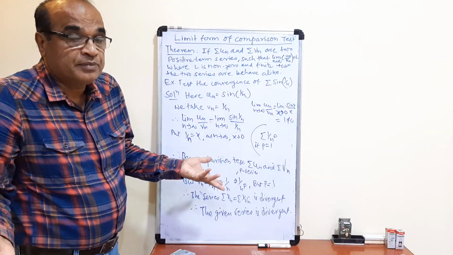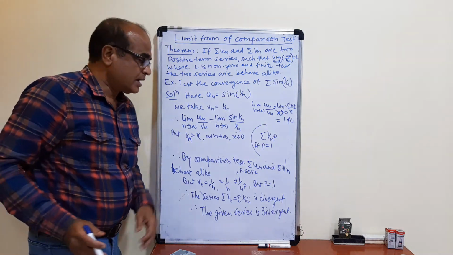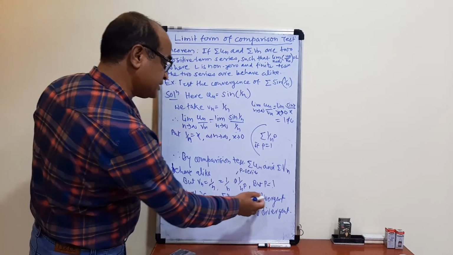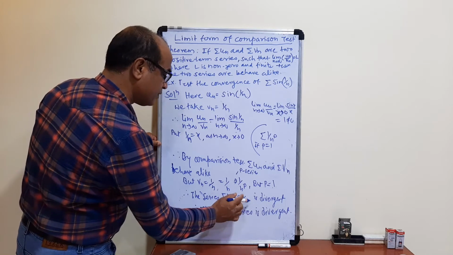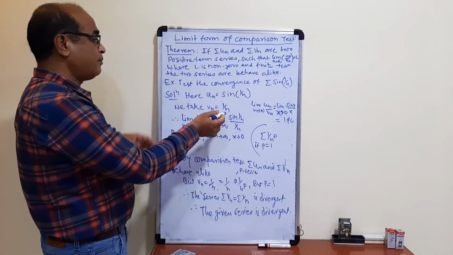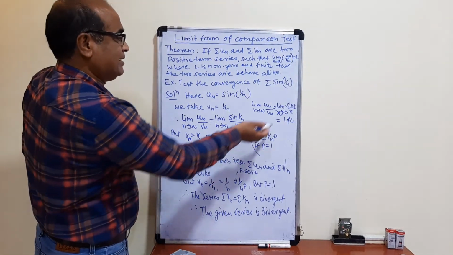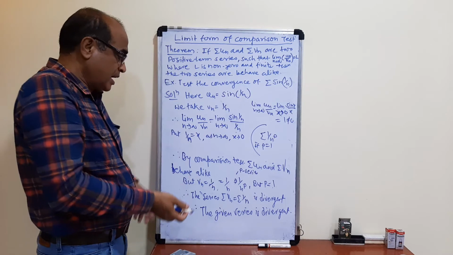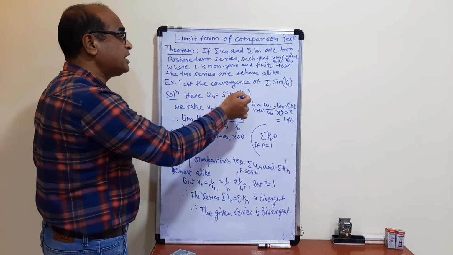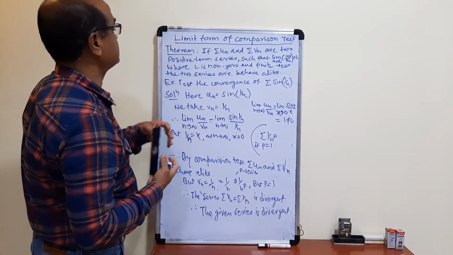We already studied the p series and its convergence and divergence. So if p is 1, the series is divergent. The series 1 upon n is therefore divergent. By the theorem, both series behave alike using this limit, and since summation 1 upon n is divergent, the given series is also divergent. So this is a very simple example.